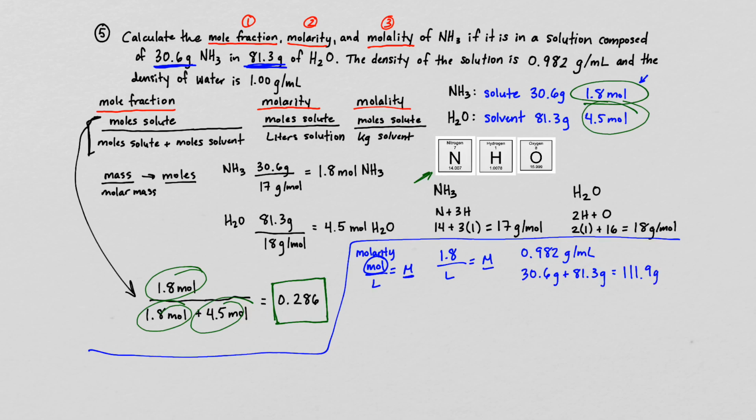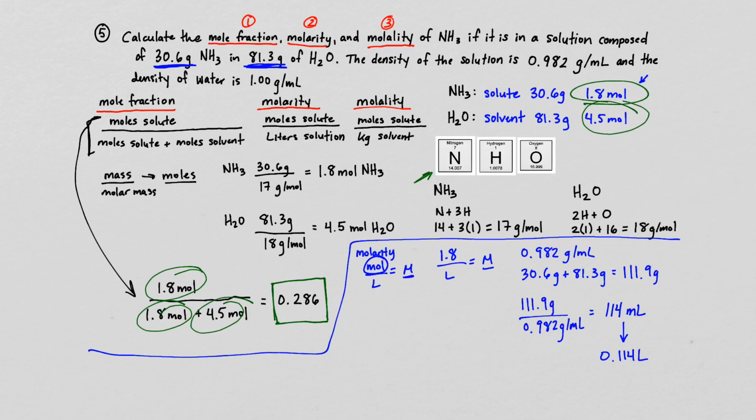Next thing I'm going to do is divide this number, 111.9 grams, by the density, 0.982 grams per milliliter. This will give us our milliliters. This is about 114 milliliters. Now remember though, molarity is in moles per liter, so I want to change this to liters. So 114 milliliters is the same as 0.114 liters.